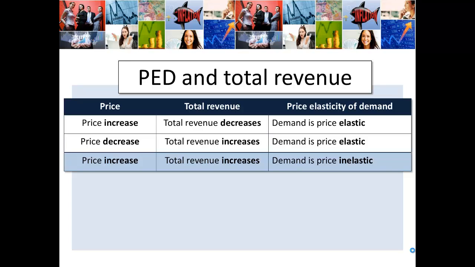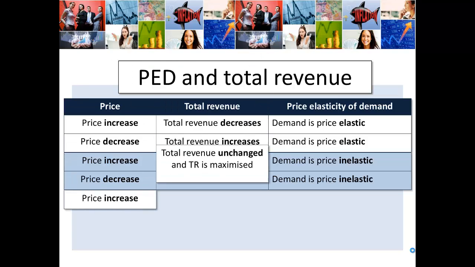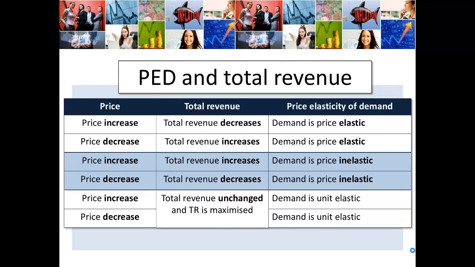When we see a price increase that results in total revenue increasing, immediately we can say we're looking at an inelastic demand curve. And the opposite of that, if we have a price decrease and total revenue decreases, demand is price inelastic. Now, if we get a price increase or a price decrease and nothing changes with total revenue, then we know that we have unit elastic demand.